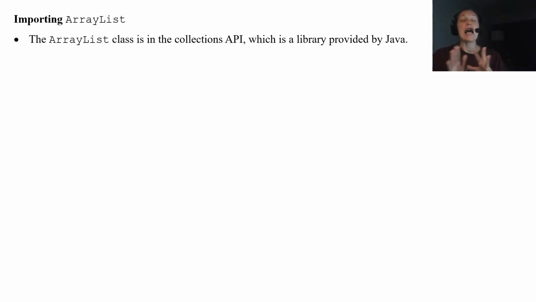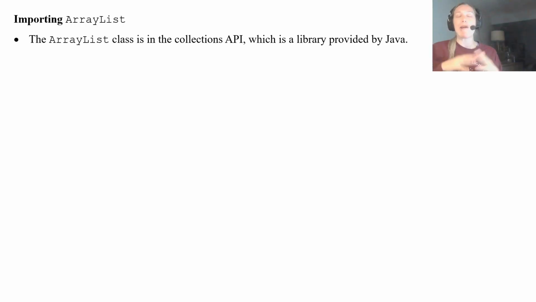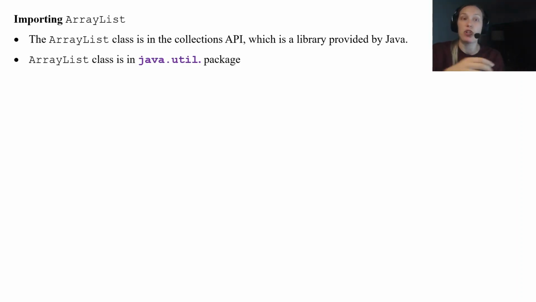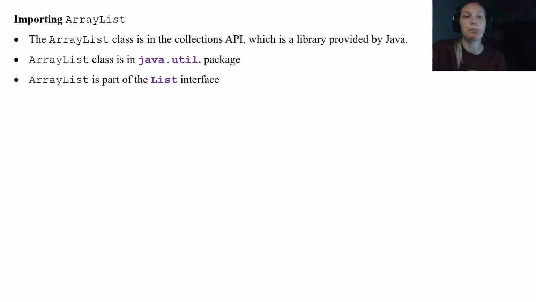Okay, so how do we use it? It's not a built-in data type like array. Arrays we were able to use without any import statements because they were built into the language. ArrayList is not like that. ArrayList is a separate class that we have to import. It's in the collections API, which is the library that's provided by Java. It's in the util package, so we're going to have an import statement importing the util package.